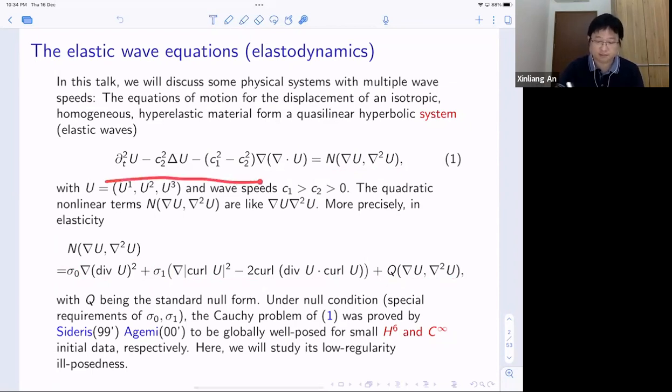For this system, under special requirements on sigma naught and sigma one, it is proved that for small initial data there is global existence. In 1999 by Sideris and in 2000 by Agemi, they proved global well-posedness for the small data problem under special requirements on sigma naught and sigma one, in the H6 norm or the C infinity norm. In this talk, we address the opposite side: we want to understand the general case without a requirement on sigma naught and sigma one, and address its low-regularity ill-posedness.